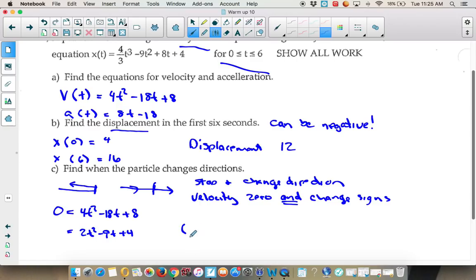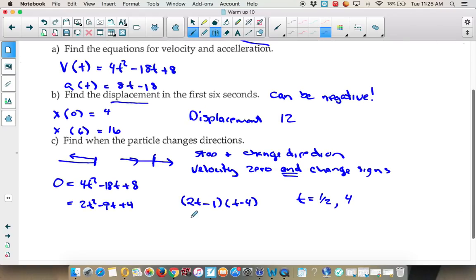I'm going to say this multiple times in this class. Everything you've ever learned in math comes back up in calculus. We just assume you remember how to do it. When you factor this, it becomes 2t minus 1 and t minus 4. So this happens at t equals 1/2 and t equals 4. Now that's when I've stopped. That does not mean that I have changed directions.